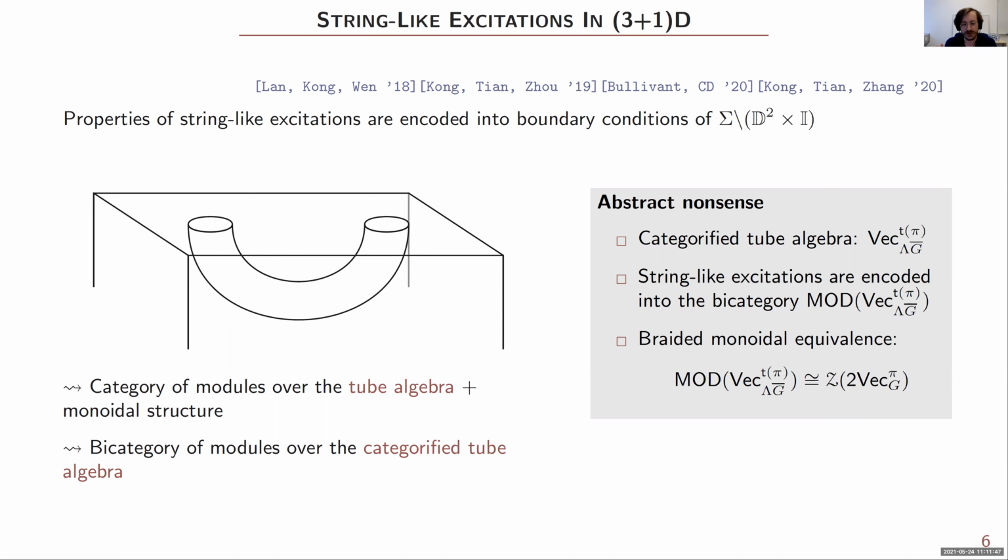But this is fine. We can still proceed as before, trying to find the simple modules of this sort of categorified tube algebra. And in that case, these are modules over a category. Putting everything together, all this is encoded into some higher category of the modules over this categorified tube algebra. Interestingly, we still have an equivalence relation analogous to what happened before. It's now with respect to some higher categorical center.